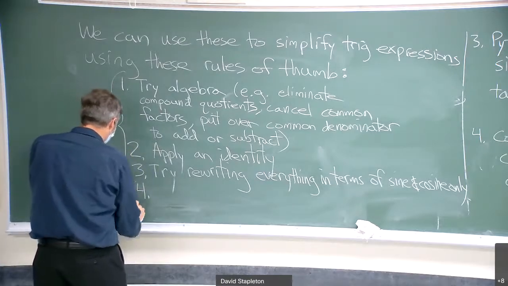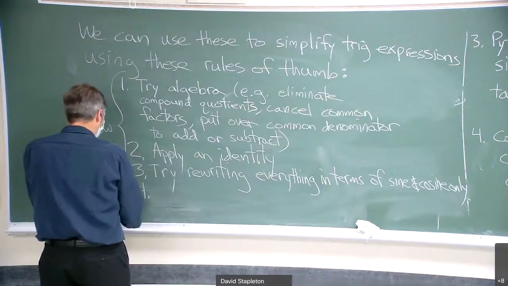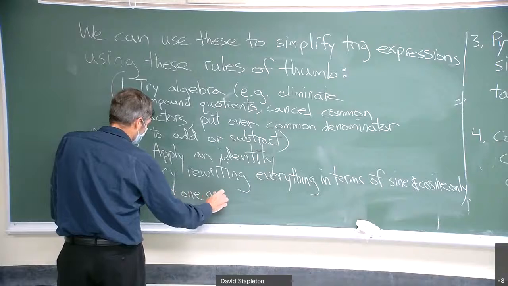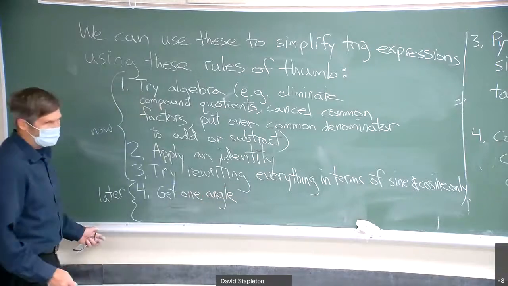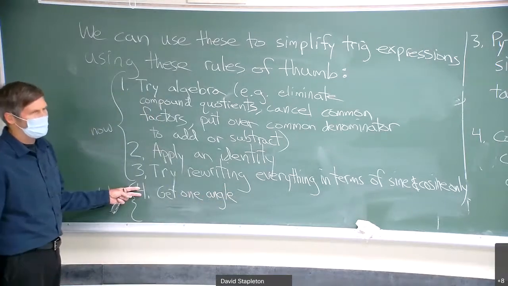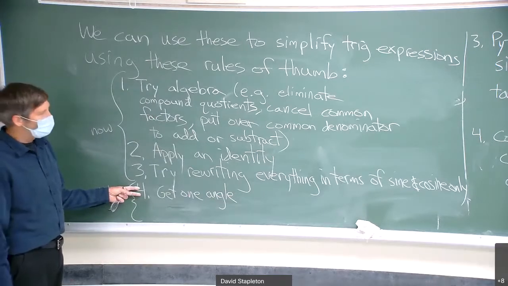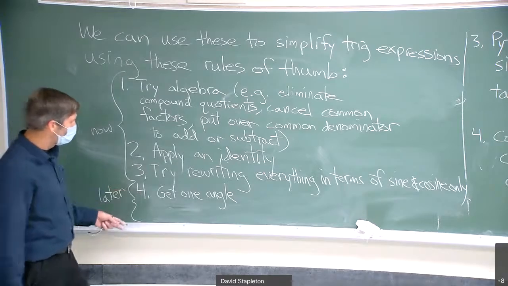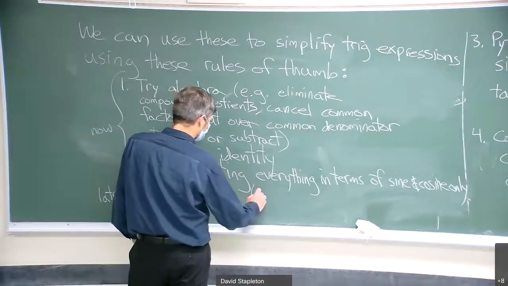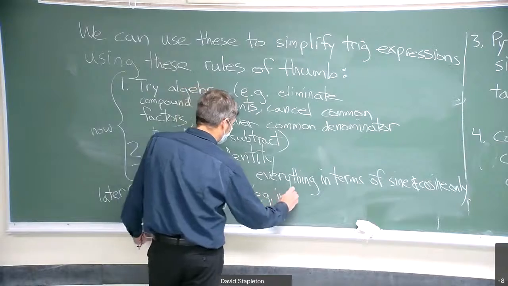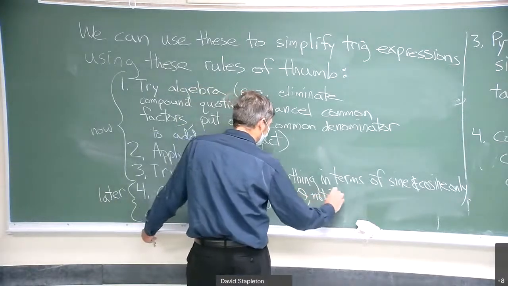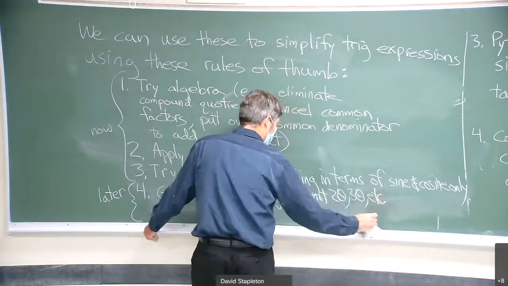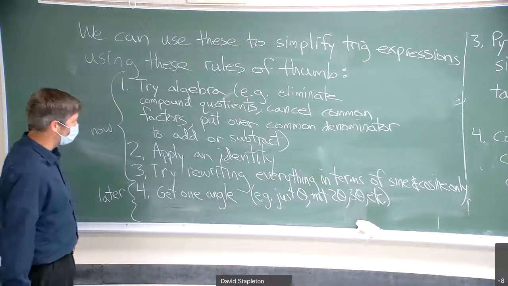And then for later, I'm going to put two more. One of them is to get only one angle. What does that mean? That means if you've got sine of 2 theta in the expression and sine of theta in the expression, you're not going to be able to tell much about it. But there are trig identities that allow you to write sine 2 theta in terms of trig functions of just theta, all right? So I'll say, for example, just theta, not 2 theta or 3 theta, etc. in an expression. That really helps to simplify things if you get just one angle.